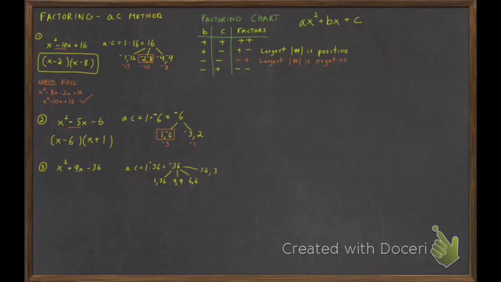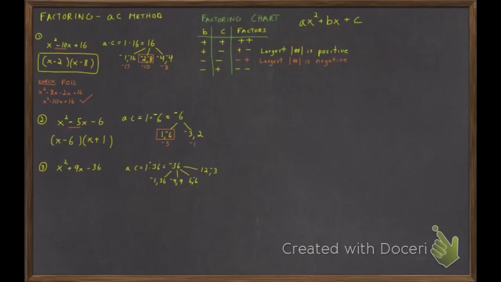So which one's positive and which one's negative? Well, we look at our chart, and when we have a plus b value, which is that plus 9, and a minus c value, which is that minus 36, we can see that our factors have to be plus and minus, and the largest absolute value number has to be positive. So our big number has to be positive. So if our big number is positive, all the small numbers have to be negative. So between 9 and 4, it has to be a negative 4. One of the 6's has to be negative, and our 3 has to be negative.